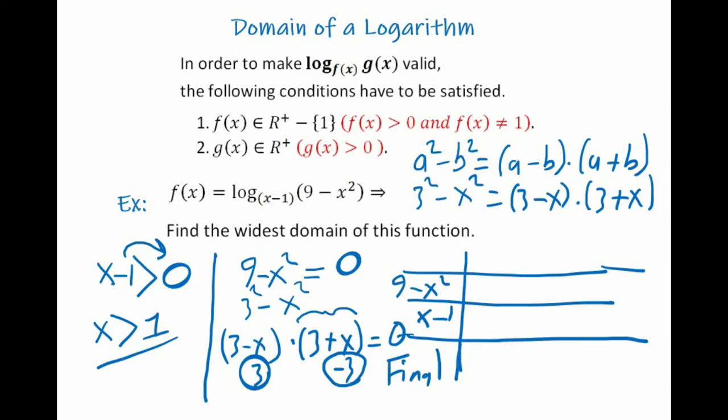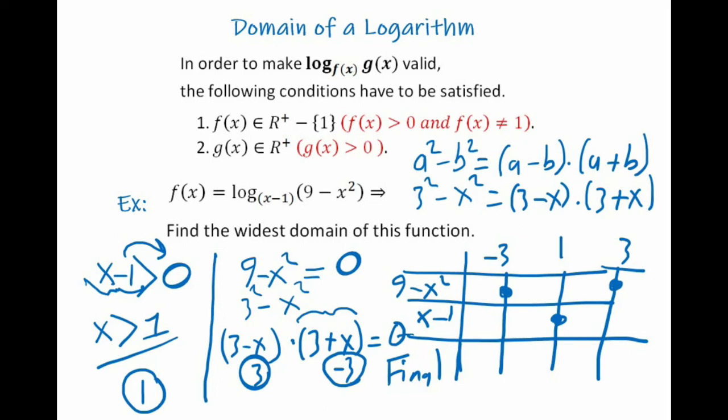Here we have 1. Which x value makes this expression 0? 1. So I have 1 here, I have 3 here and I have negative 3 here. So let me write them in order from least to greatest: negative 3, 1, and positive 3. That one belongs to the function x minus 1, that negative 3 belongs to 9 minus x squared, and that positive 3 belongs, again, to 9 minus x squared.